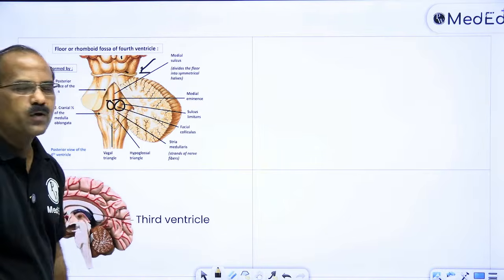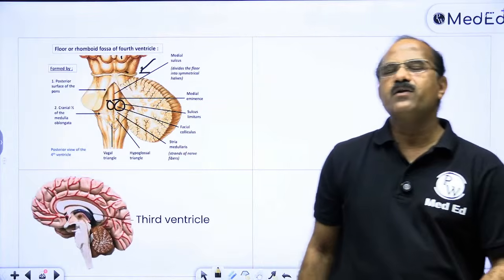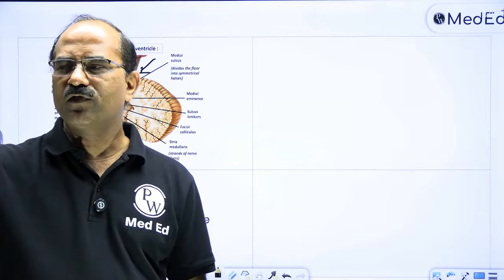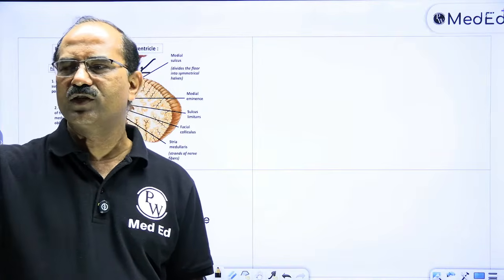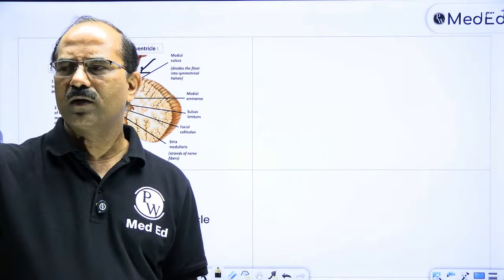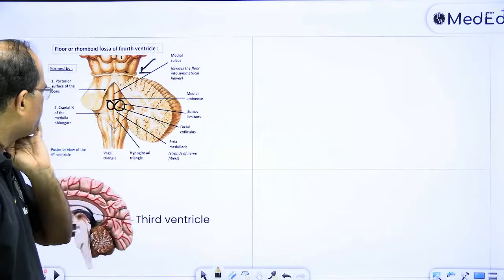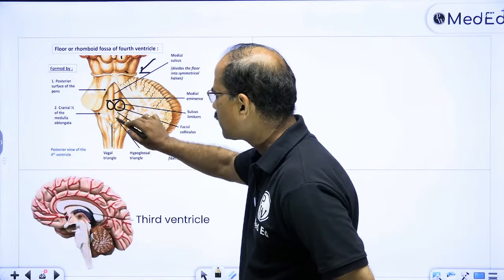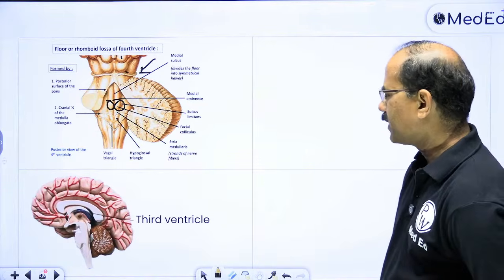That's the facial colliculus, and the facial colliculus is formed by the fibers of the facial nerve as they wind around the abducens nucleus. That is the facial colliculus, fine? What is this triangle? This is the hypoglossal triangle, and that's the vagal triangle.